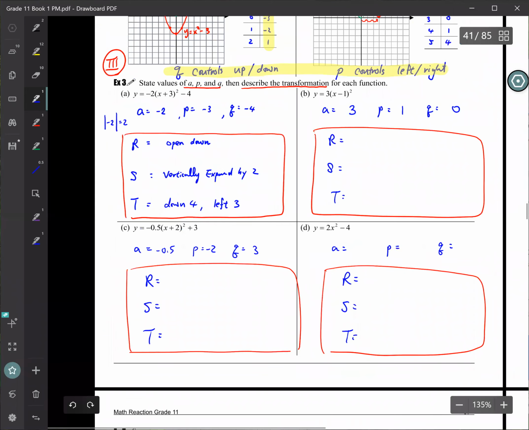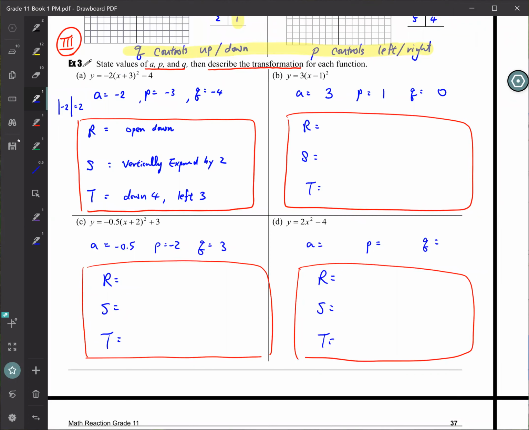Please raise your hand if you finish all 3 questions. Jenny, what's your APQ for the last one? A is 2, P is 0, Q is -4. Okay, great.